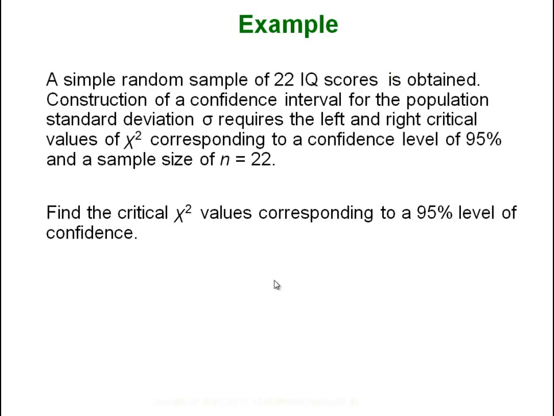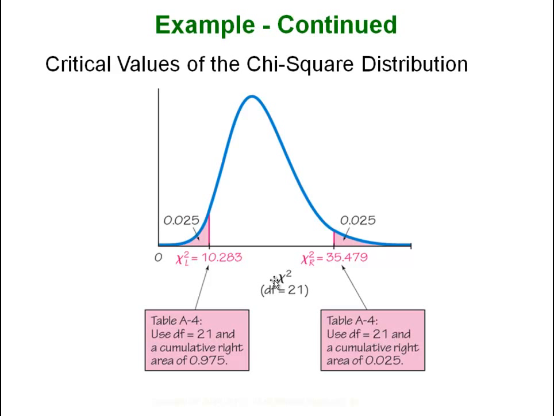How about an example? We take a simple random sample of 22 IQ scores. We construct a confidence interval for the population standard deviation by constructing these chi-square values, right? So the first thing we want to do is find the chi-square values that correspond to a 95% level of confidence. If we look them up in a table with degrees of freedom of 21, this is what we get.